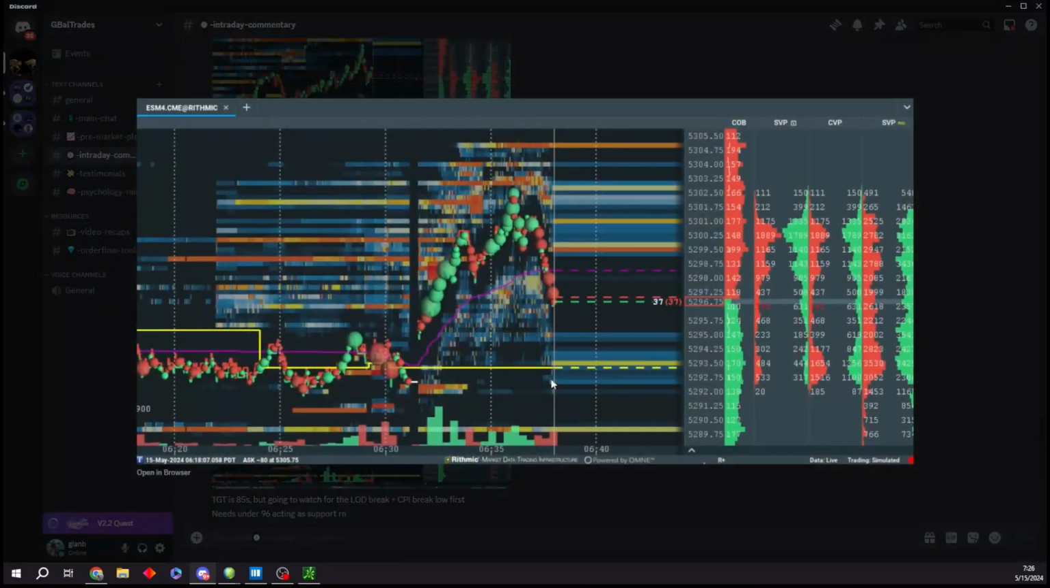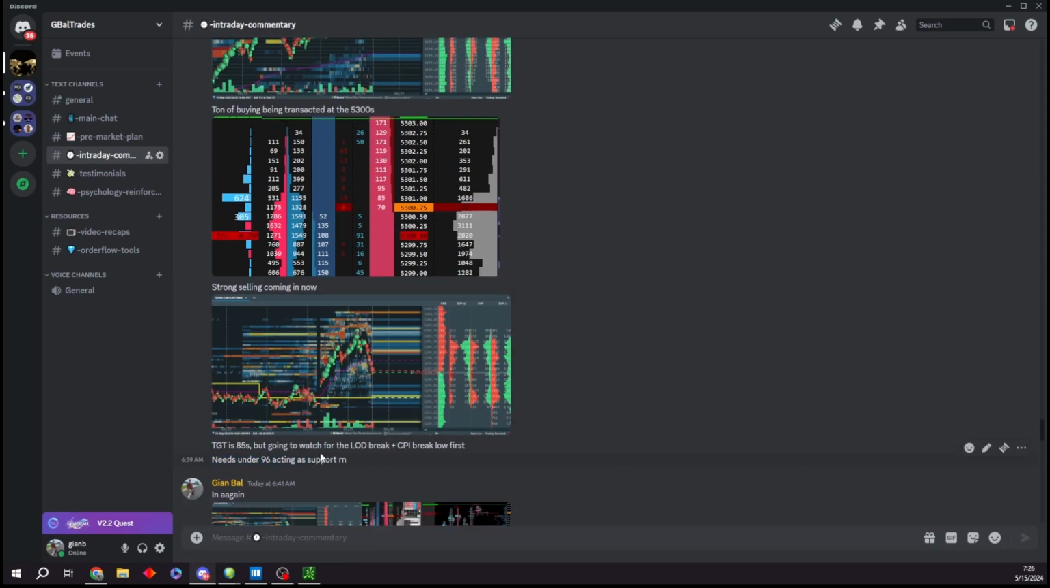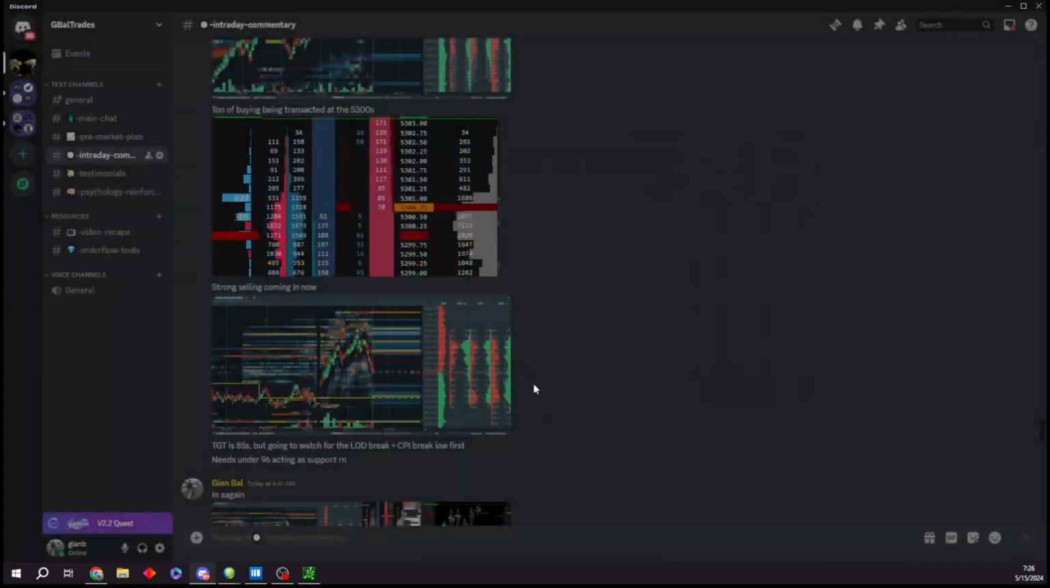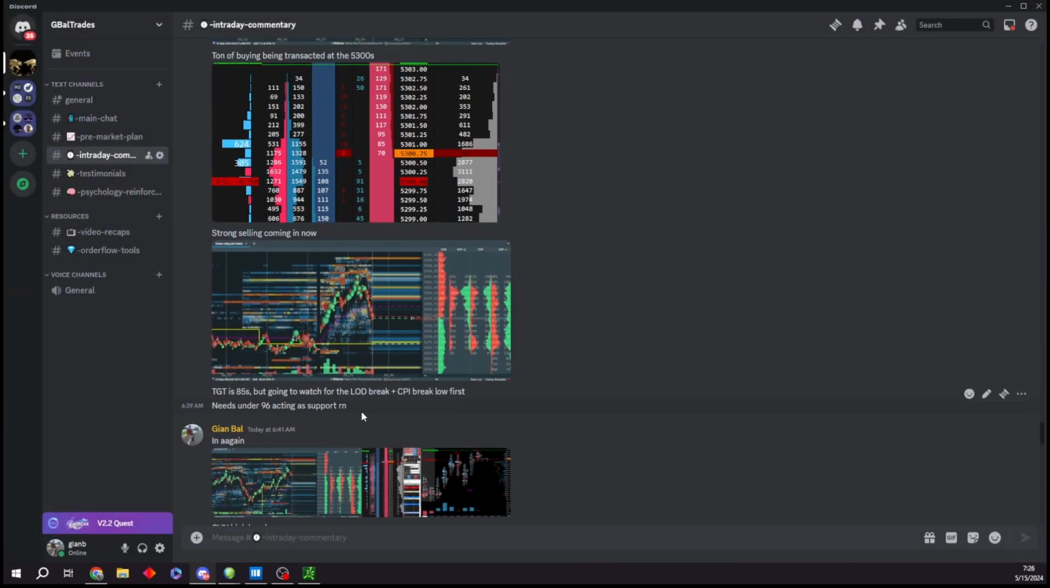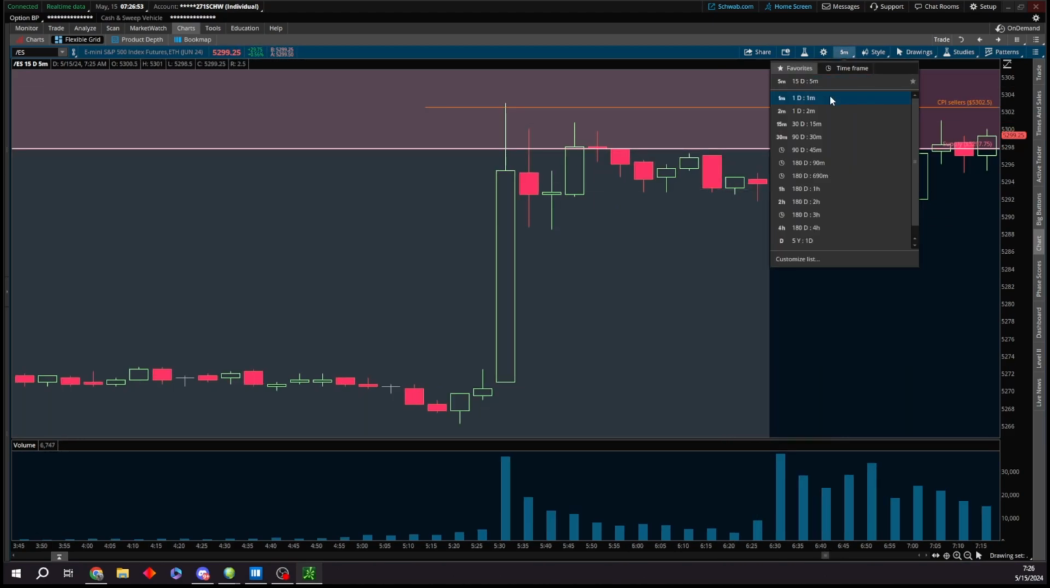So here, immediately that reaction after strong selling came in, and I said to myself, I needed to see it under the 9.6s as it was acting as support. But after that, I ended up stopping out. You could see here, I'll put it on a 1 minute for you.